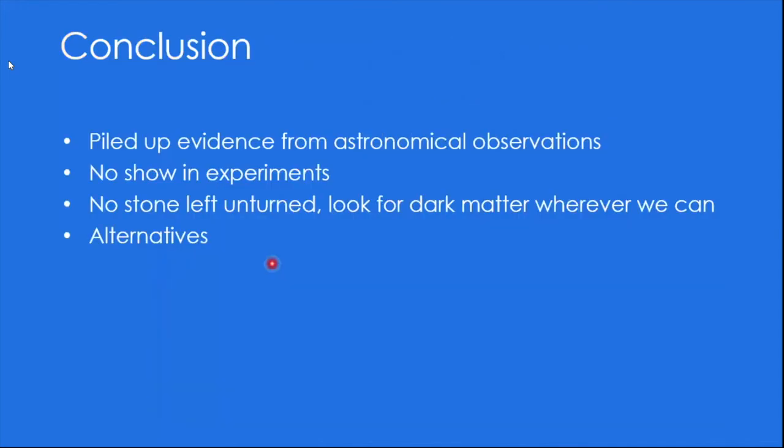Okay, my last slide. Let us conclude. Evidence for the existence of dark matter is abundant from astronomical observations. But WIMPs are extremely good at hiding from detection in our experiments. However, we should leave no stone unturned and continue to look for dark matter wherever we can. Maybe our luck is just around the corner. But also let us be open to alternatives. That is all I have to say today. Thank you very much.